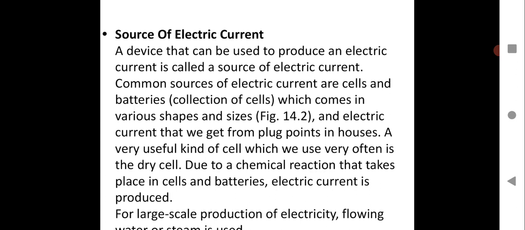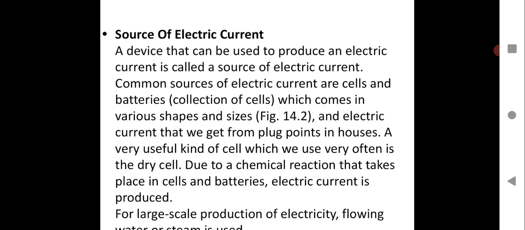A very useful kind of cell which we use very often is the dry cell that we use in the remote control, and in your toys which work on cells. There are many more appliances which work on dry cells, and due to the chemical reaction that takes place in cells and batteries, electric current is produced. So these are some sources of electricity. Because we are not generating it at home, we have to buy that source of electricity. We have to buy electricity and you have to pay for it.